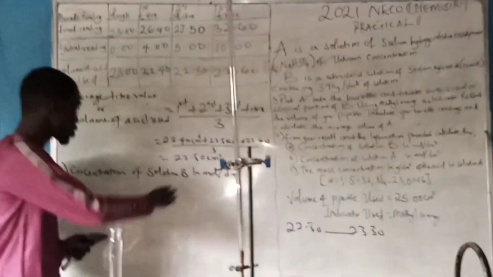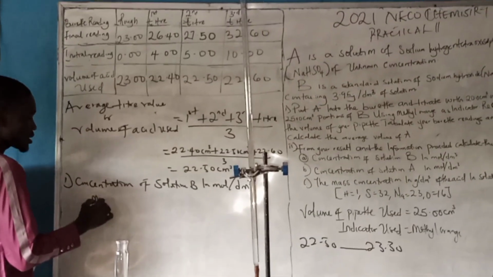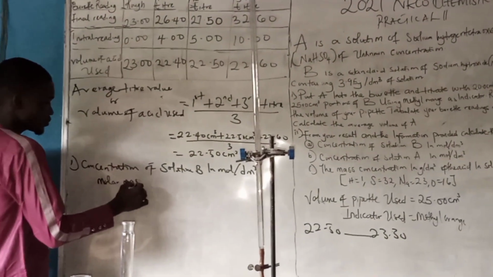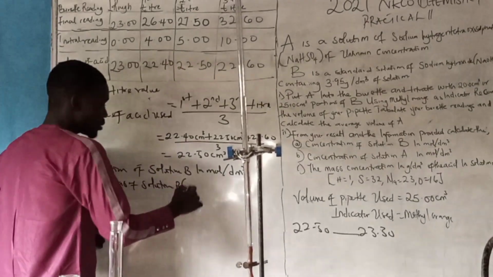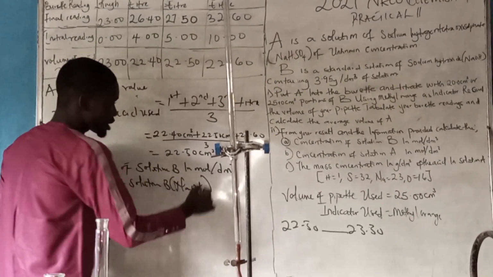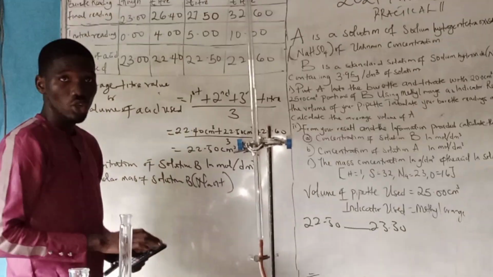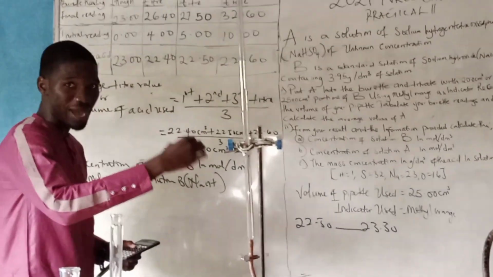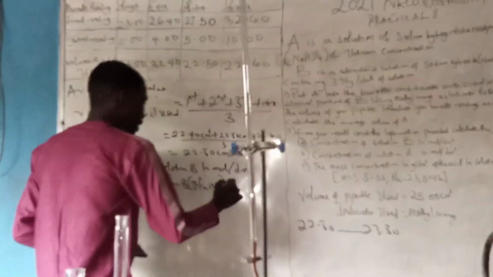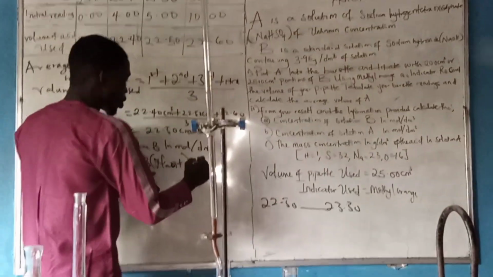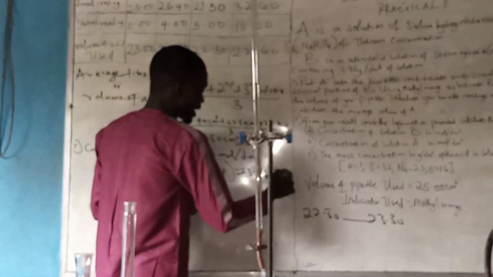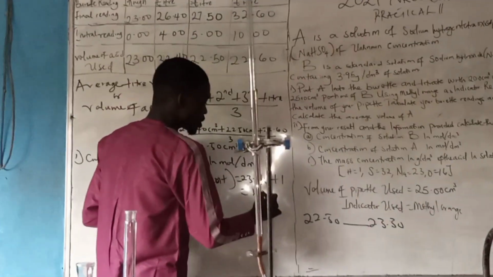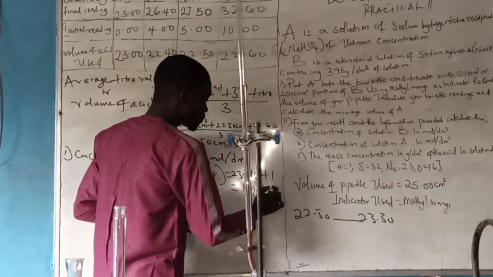So for us to know our concentration in mole per dm cube, we need the molar mass of solution B, which is sodium hydroxide. We are given the mass number of each element. So we can say 23 represents the mass number of sodium, plus oxygen, 16, plus 1. With this, we have 40 gram per mole.